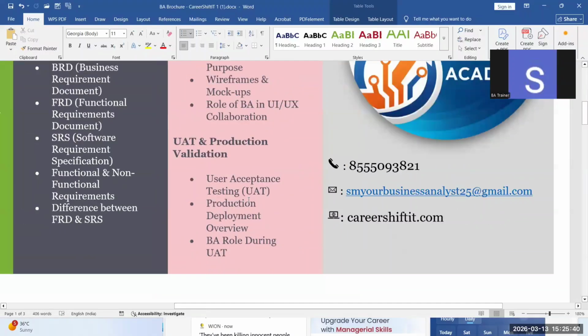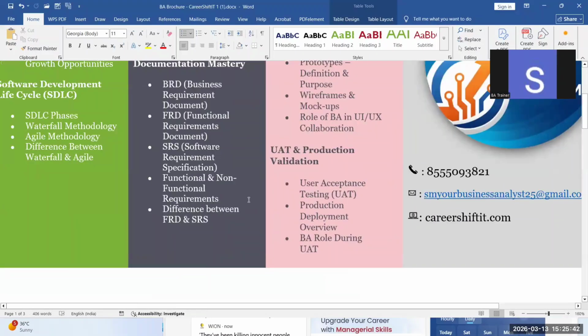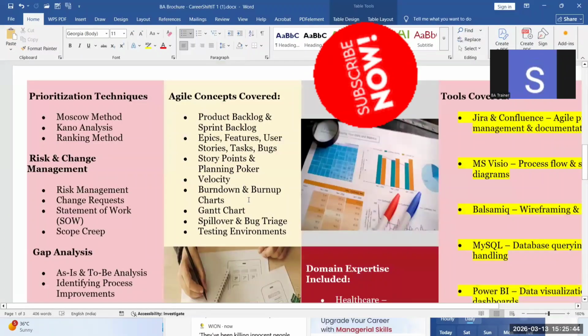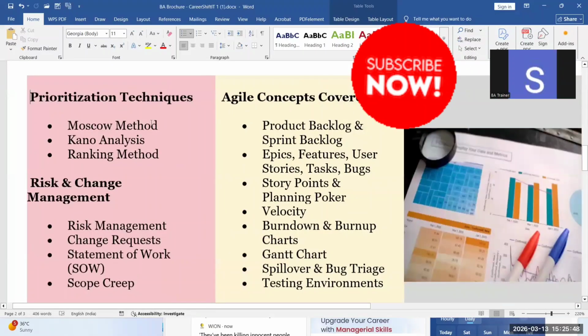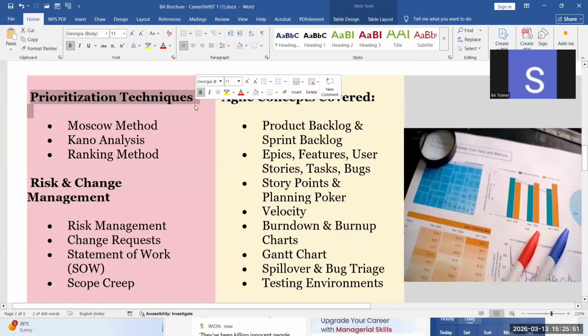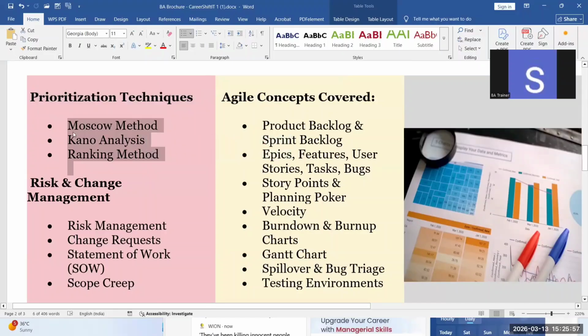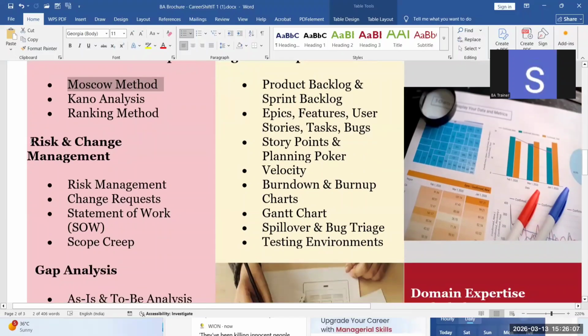Okay, and also we have many things like how exactly a business analyst will be prioritizing the requirement. This is one of the important questions that will be asked in every interview for sure. So we will apply some techniques like MoSCoW ranking, Kano. So we will be training you how exactly a business analyst applies these in real time to prioritize the requirement in Jira.